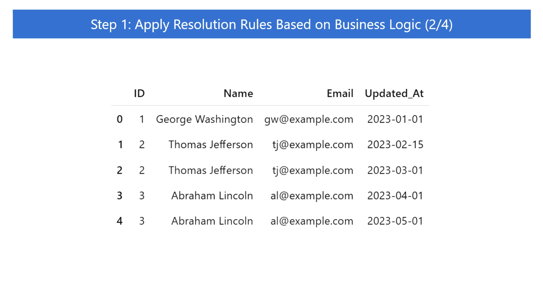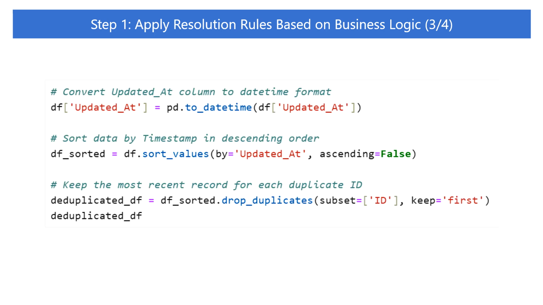Consider a dataset containing multiple entries for the same person, where we want to retain the record with the most recent update. First, using toDateTime, convert the UpdateAt column to be recognized as a datetime type in Pandas. Next, sort the dataset by the UpdateAt column in descending order. Then, we retain only the most recent entry for each ID.